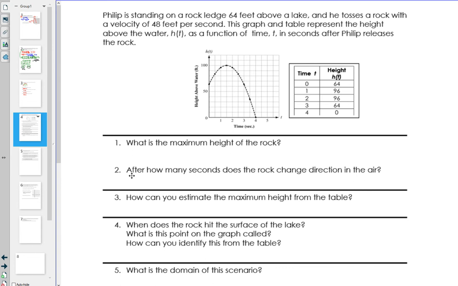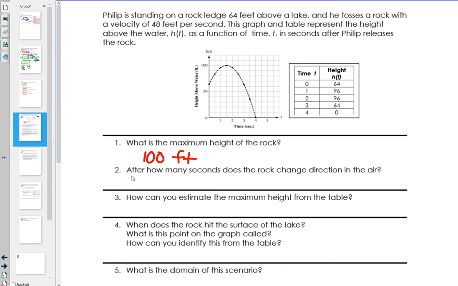What is the maximum height of the ball? Can you see that from the printout? How high did the rock get? It's being measured in feet. Yep, it looks like it's 100 feet. I agree.